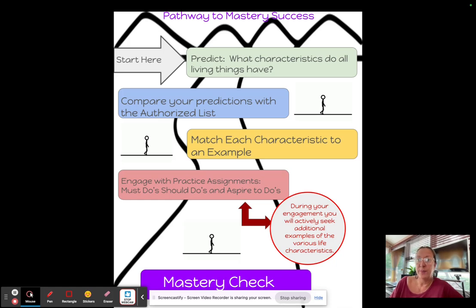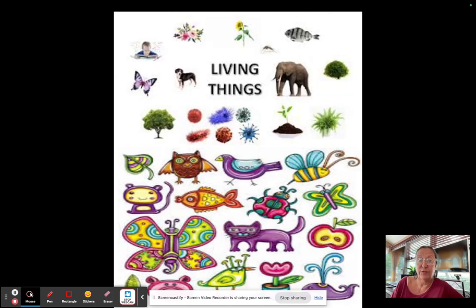Here you're going to see your pathway to success. And so this has been posted on the assignment in which you can find in your Google Classroom. It does walk you through the different steps for this assignment until you get to the end of the road, which is the mastery check, in which you will all be successful.